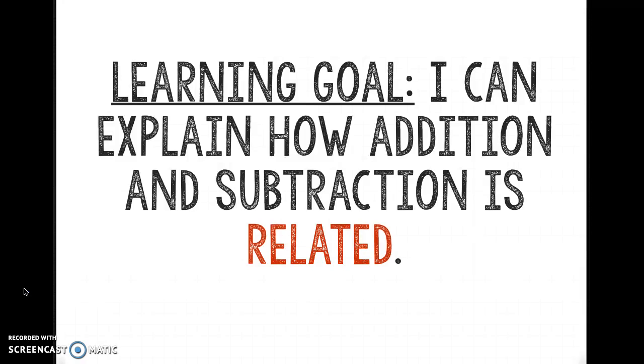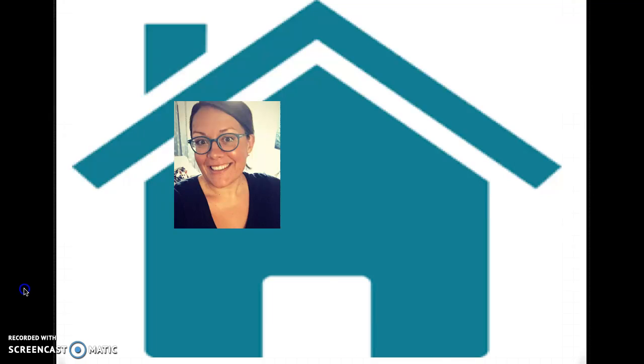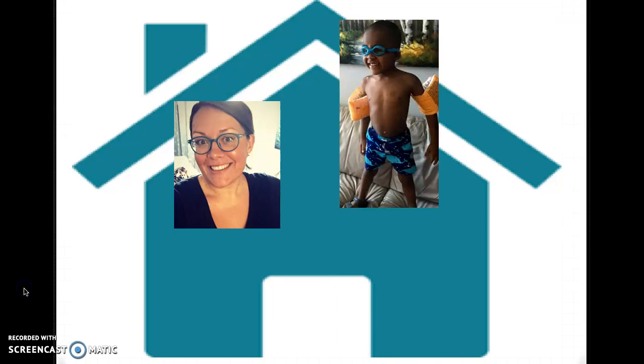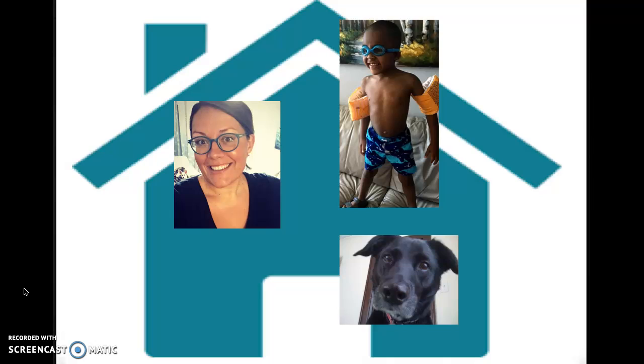Well, I like to explain it like this. When I think of related, I think of my family. This is my house. It's a blue house. I live in my house with my family. The people who are in my family are the people I'm related to. At my house, the people who live there are me, my son Miles, he likes to swim, and our dog Callie. The three of us are a family. We're all related.